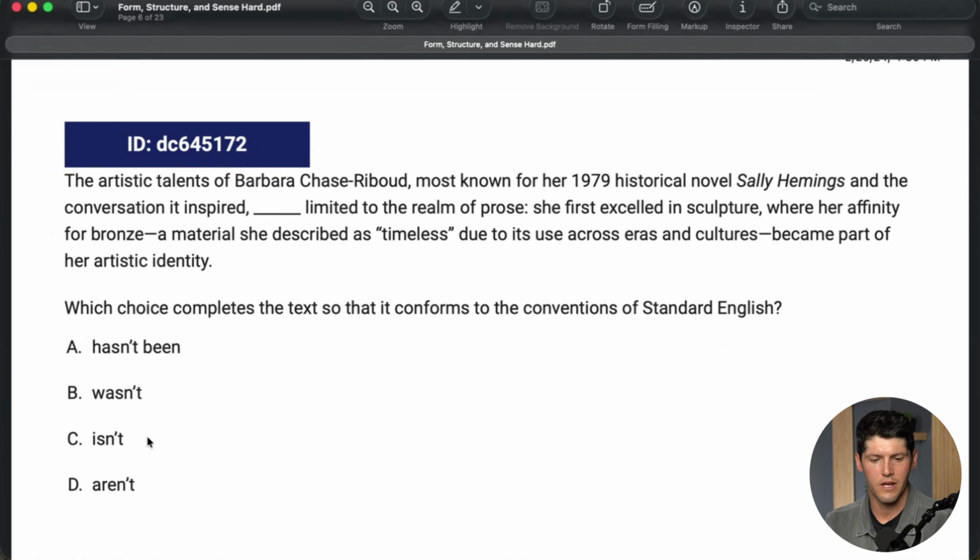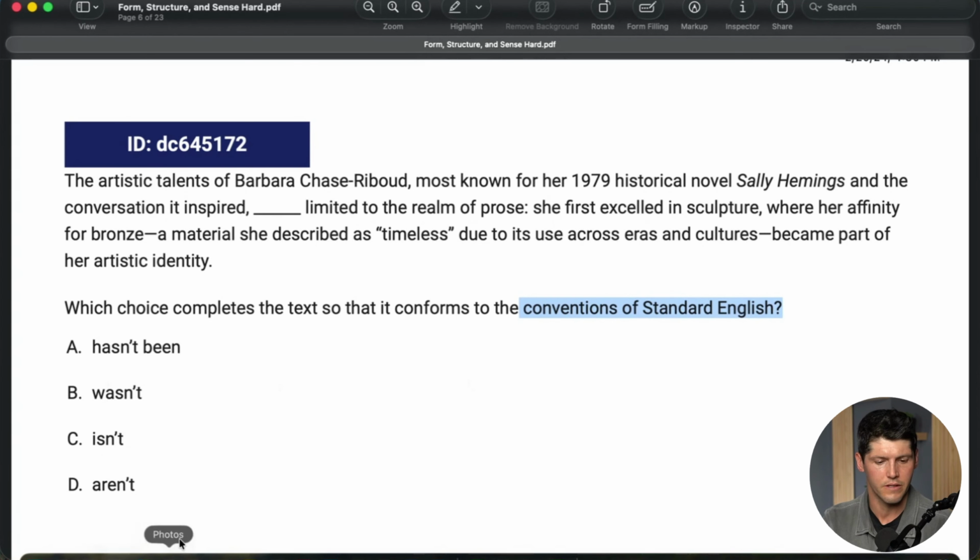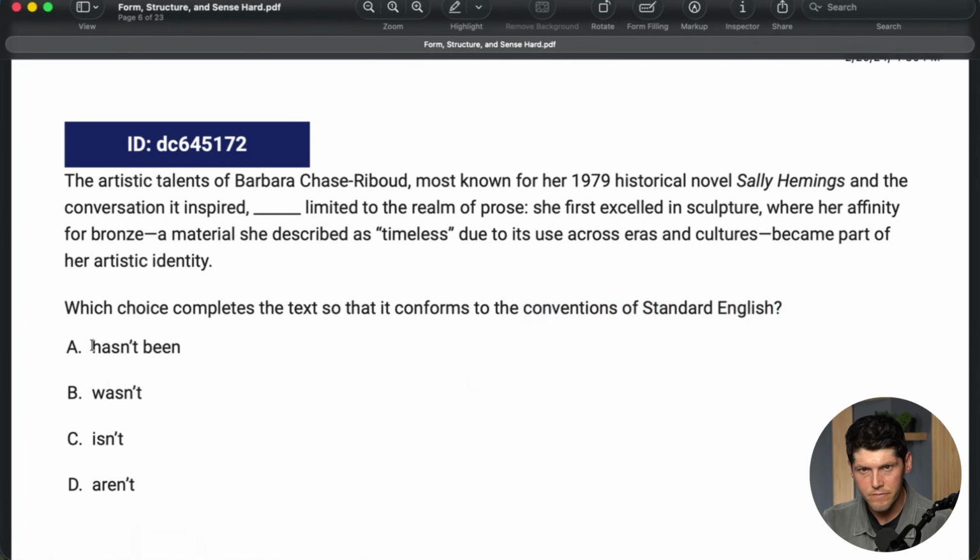So here's another type 1. I can tell because I've just looked at the answer choices and I've seen this game, okay? So we see conventions of standard English. We know what we're doing. We see verb answer choices. We're on a verb question, okay? So would you say they hasn't been? Of course not. You'd say he hasn't been. Would you say they wasn't? No, you'd say he wasn't or she wasn't. Would you say she isn't or they isn't? Of course, you would say she isn't.